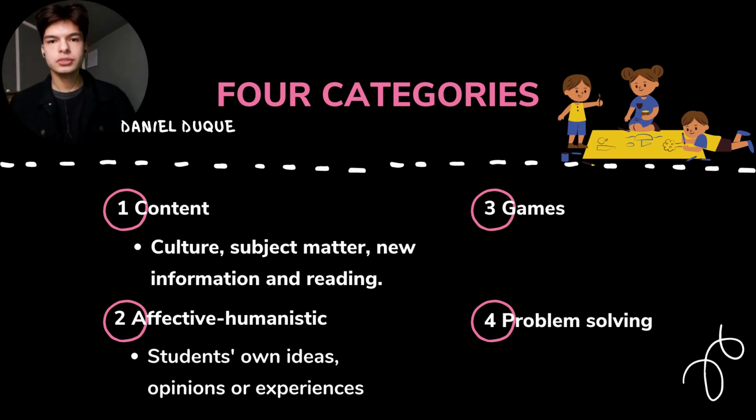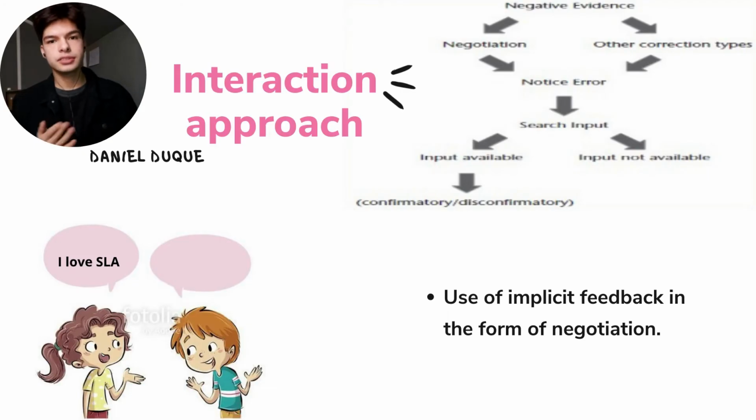For the same reason, mistakes are inevitable, and they should not be directly corrected, since that could affect the student's confidence. Instead, as the interaction approach advises, we should make use of implicit feedback in the form of negotiations. As a result, the students can notice the errors by themselves. For example, asking, "Is this what you mean?" instead of telling students that they have said something wrong.